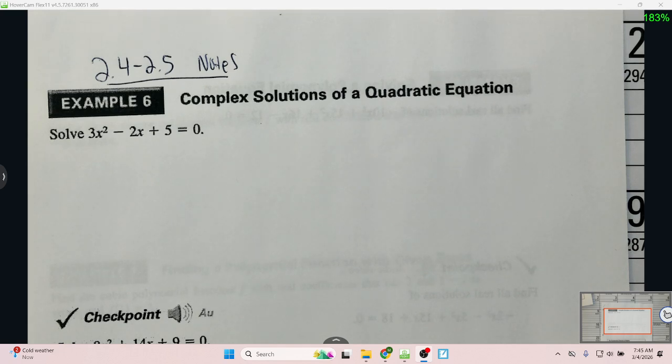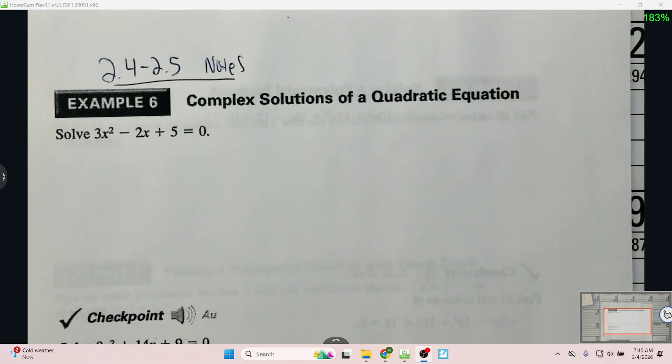All right, this video is 2.4 to 2.5 notes. We are going to be talking about complex and irrational zeros, things like that. It's going to be a little tricky, but not too bad. Basically, just kind of bringing the quadratic formula back into play here. So if we look at this, it's pretty straightforward.